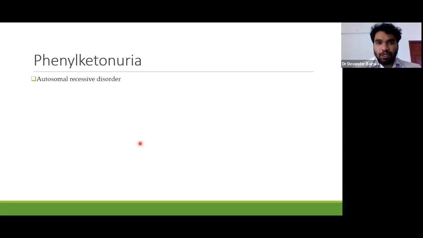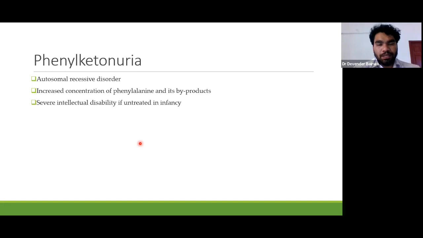Phenylketonuria basically is an autosomal recessive disorder. It is associated with increased concentration of phenylalanine and its byproducts. These patients can present with severe intellectual disability in infancy if they are left untreated. This disease is associated with reduced activity of phenylalanine hydroxylase. This is the first enzyme in the metabolism of phenylalanine.